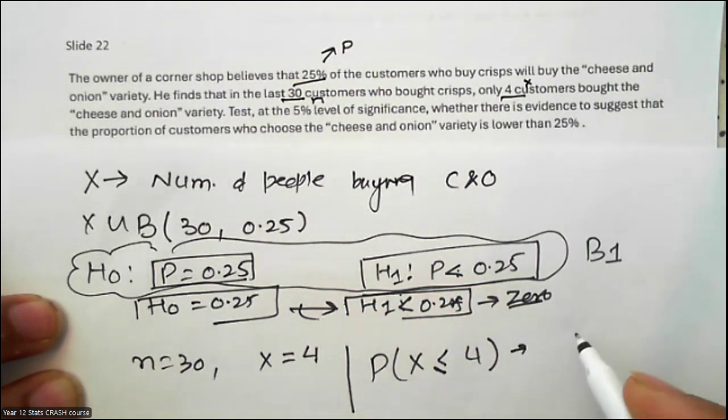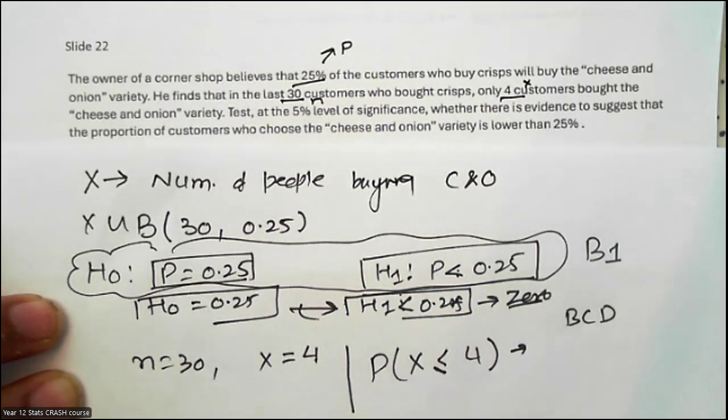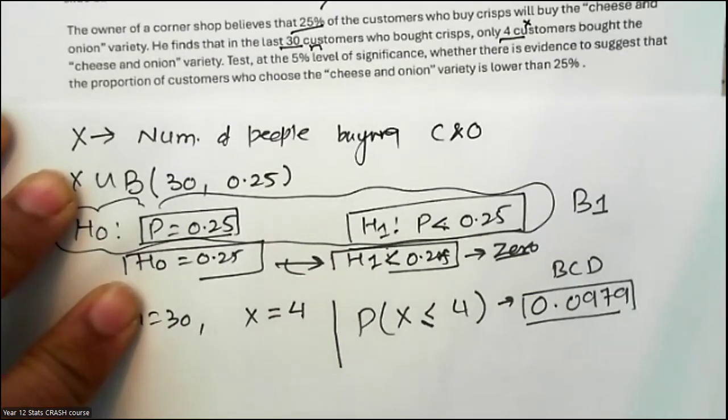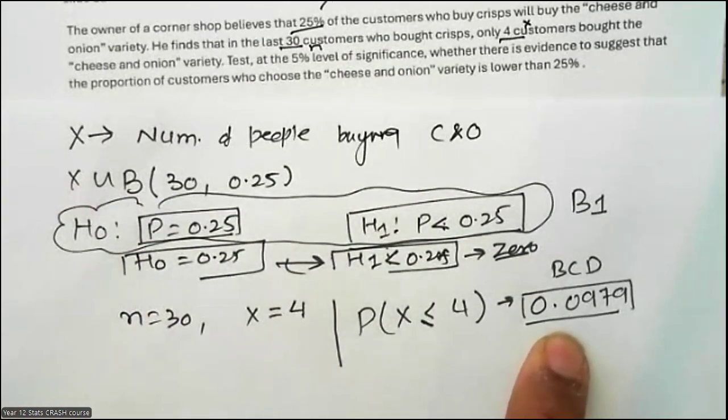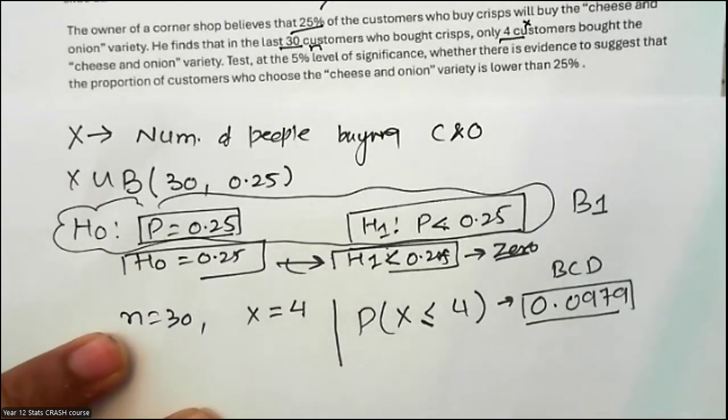So people, work the probability out. This is binomial CD straight away. Work that out and see what the answer is. Then I'll tell you the next step. Okay, so it's 0.0979. People, now comes a very important decision.